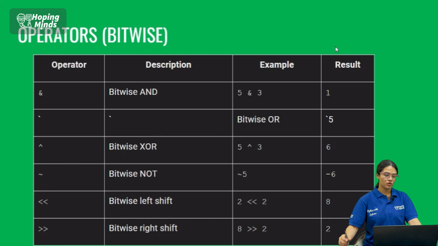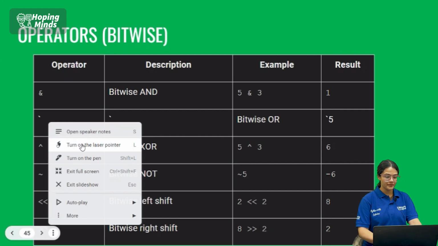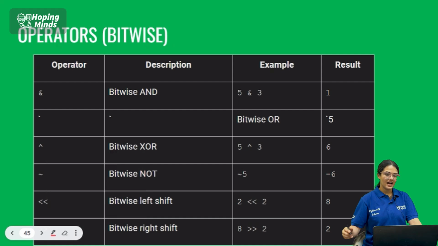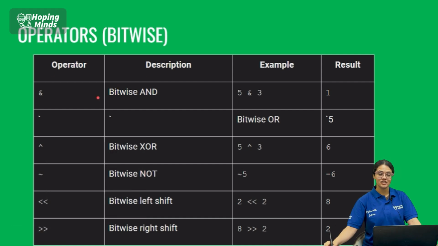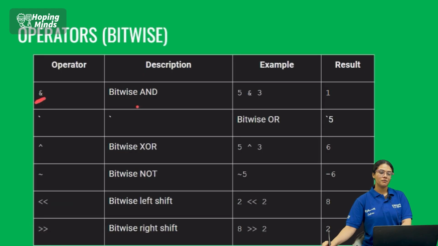Okay, so if you're not very well versed with how these operators work, I am here to assist you all. So this is how you represent the bitwise AND. In the logical operators we have done the logical AND. So this is different from the bitwise AND. So how does this work?